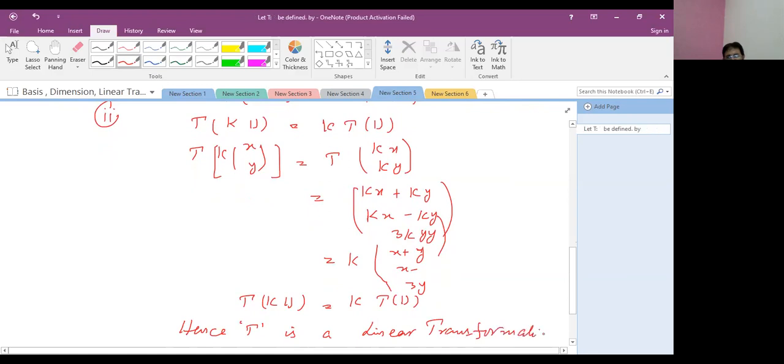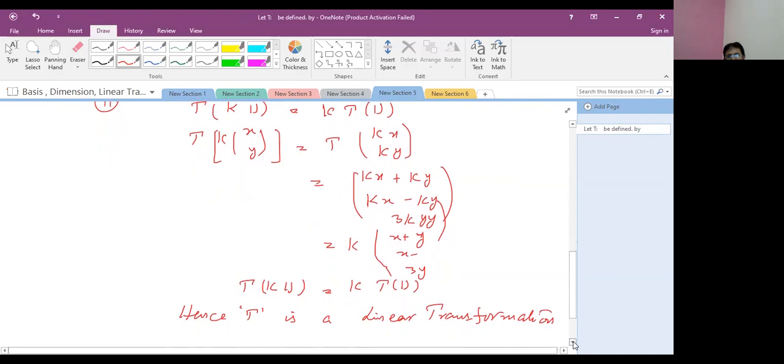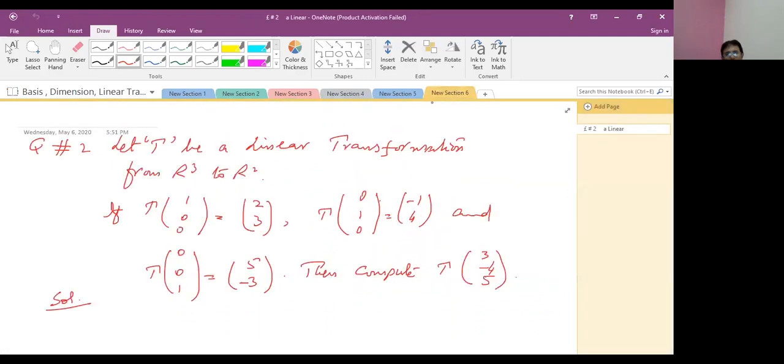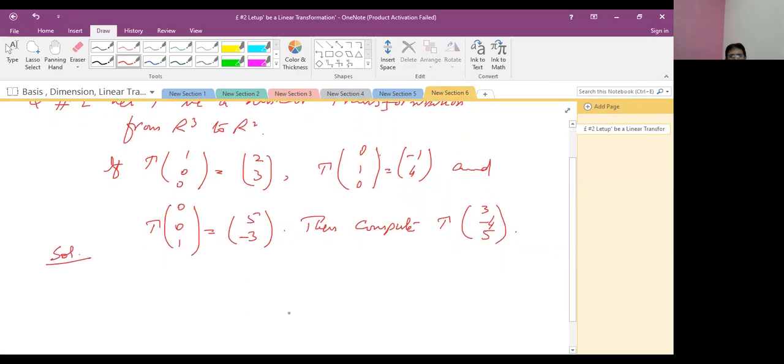Now the second application about the linear transformation. Let T be a linear transformation from 3-dimensional to 2-dimensional. These are constant values, student. If T of (1, 0, 0) equals (2, 3), T of (0, 1, 0) is (-1, 4), and T of (0, 0, 1) is (5, -3), then compute the transformation of (3, -4, 5) according to linear transformation. Student, we will start now.